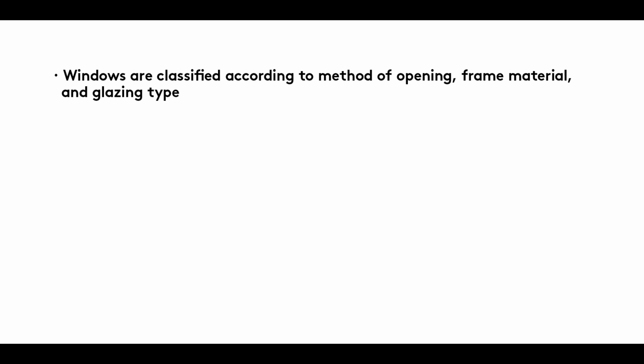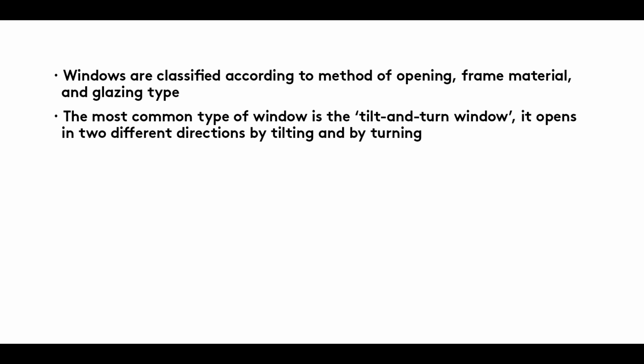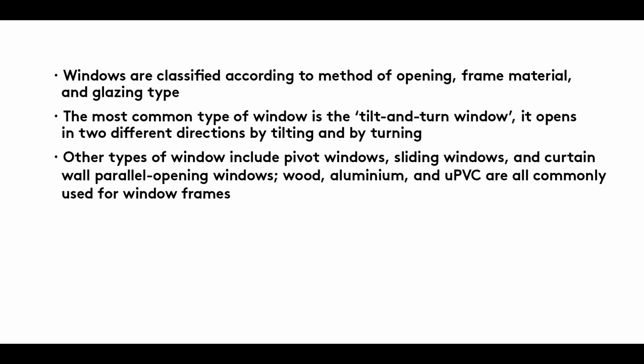Summary: windows are classified according to method of opening, frame material, and glazing type. The most common type of window is the tilt and turn window. It opens in two different directions by tilting and by turning. Other types of window include pivot windows, sliding windows, and curtain wall parallel opening windows.